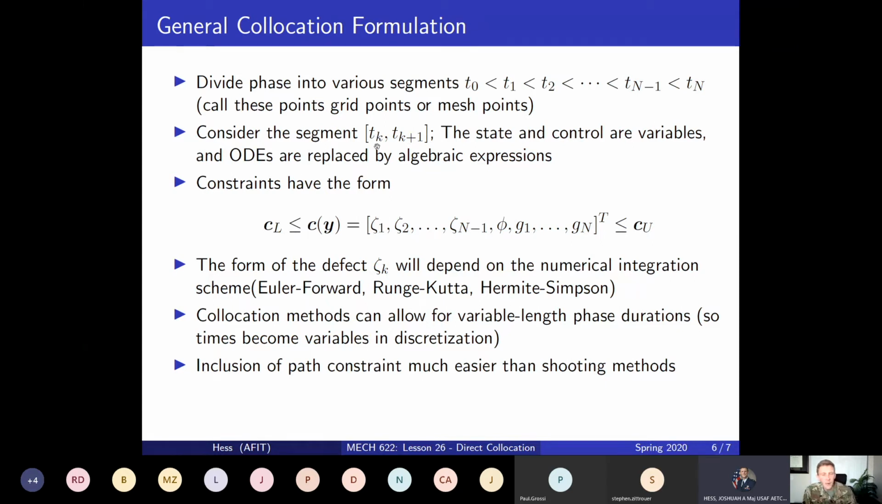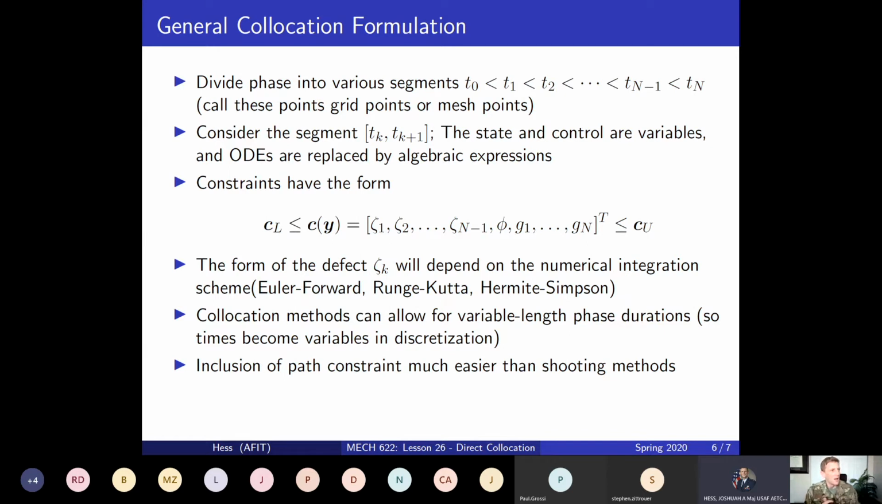I'd be interested, if you go out over the weekend, if you Google what collocation means, where that term collocation comes from. And if you find out, please share the answer with us.